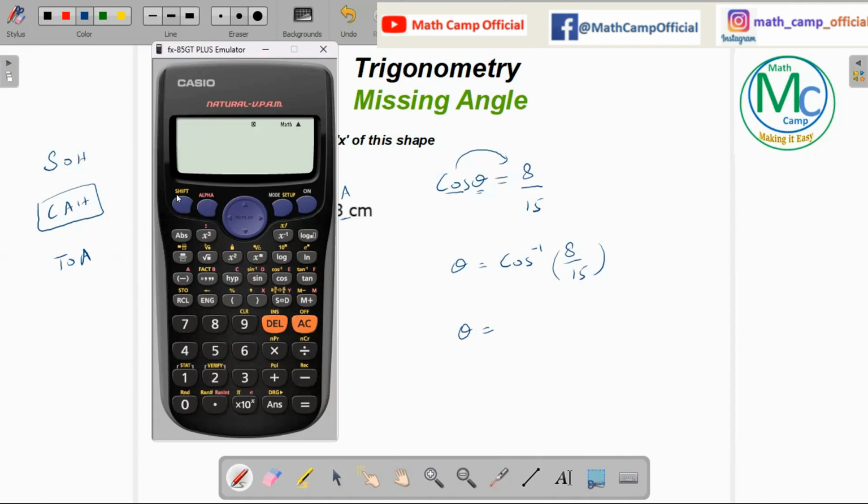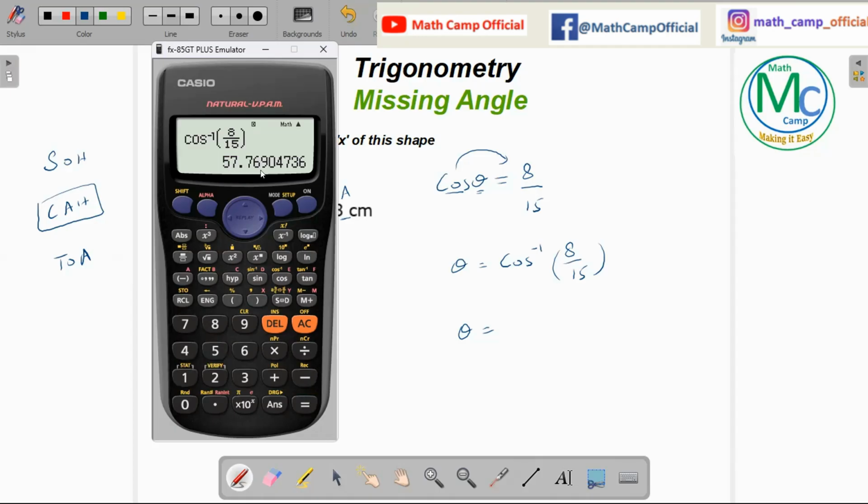And likewise, if you have to find sine inverse, press this shift and then press sine, you'll get sine inverse, and shift tan will give you tan inverse. Anyways, we need to use cos inverse, so I'm going to use shift cos. So it is going to be 8 over 15, and don't forget to close this bracket, because it can sometimes give you wrong answers.